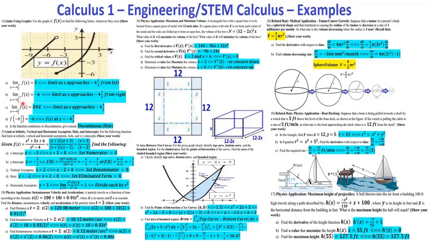Then the limit as x approaches minus 4.5 from the right. When you walk on this curve from the right, you will end up at minus 6. So that means the limit from the right is minus 6. So the limit from the right is not equal to the limit from the left. That means the limit does not exist. That means the limit as x approaches minus 4.5 of f of x does not exist.